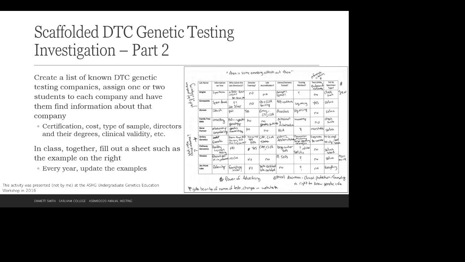I want to point out, I did not invent this activity, which is a really fun activity. It was presented, and not presented by me, at the ASHG Undergraduate Genetics Education Workshop in 2016, which I attended and totally stole it and use it, and my students love it. So I recommend you use it as well.